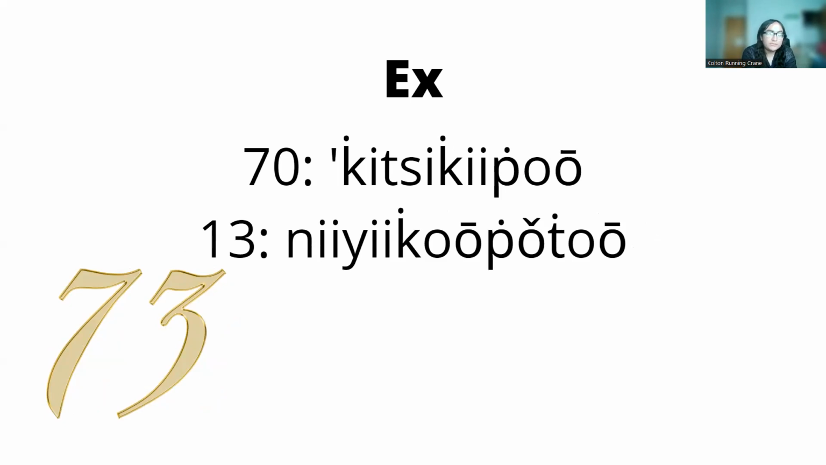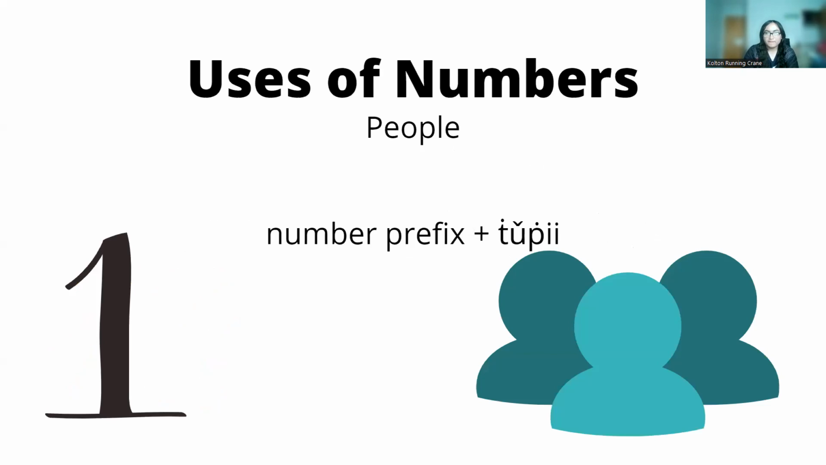Another example is, for instance, 73. You could say ishkitsikipu, the word for 70, and then niyikuputu, which is the word for 13. Ishkitsikipu niyikuputu. 73. Ishkitsikipu niyikuputu. 7 tens and 3 more.